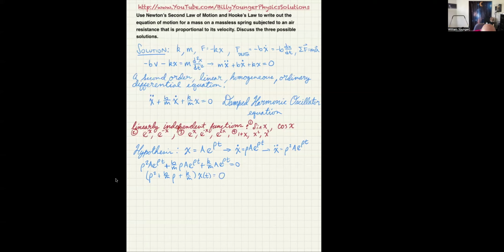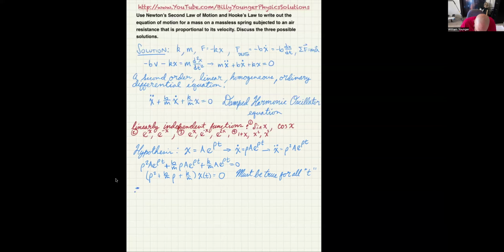So this equation must be true at all times. So the only way it can be true is by the parenthetical rho squared plus b over m rho plus k over m being equal to 0. So I'll just remind everybody, this must be true for all t values.